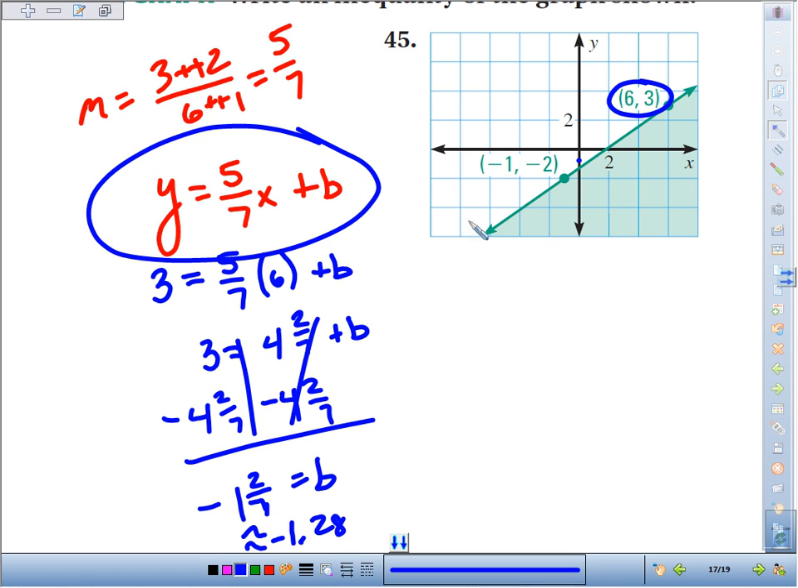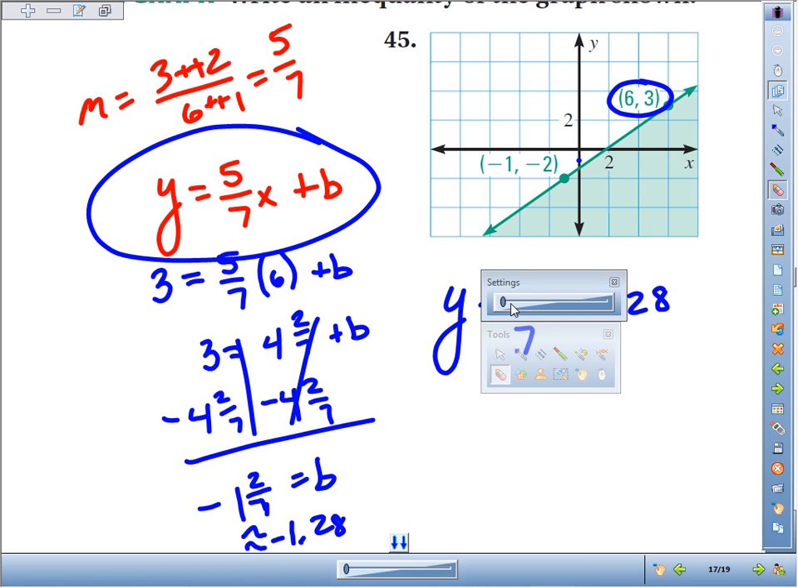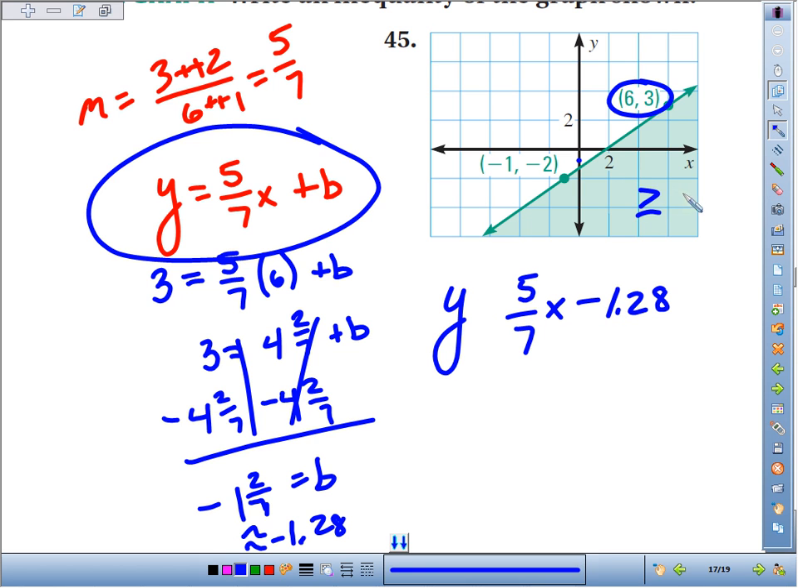So your full equation then for your boundary line would be y equals 5/7 x plus the y-intercept, or negative 1.28. But to write an inequality, we just have to replace this equal symbol with the correct symbol. Now, since it's a solid line, it's either going to be greater than or equal to, or less than or equal to. Use your intuition. Since it's shaded down, we're going to use less than or equal to.